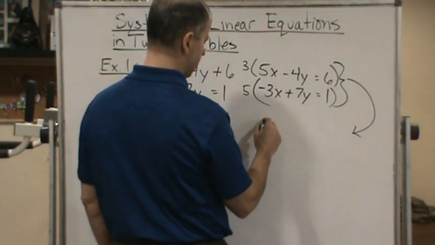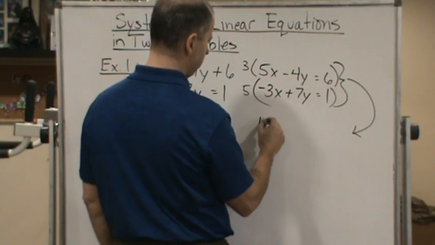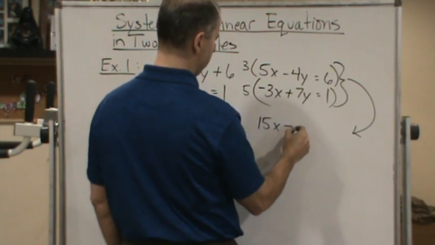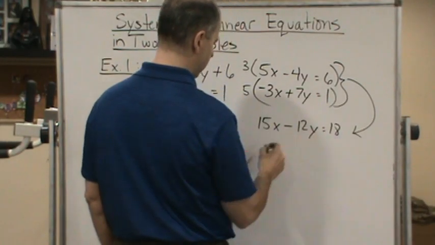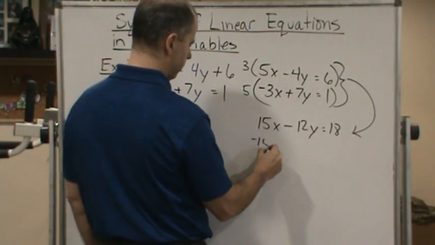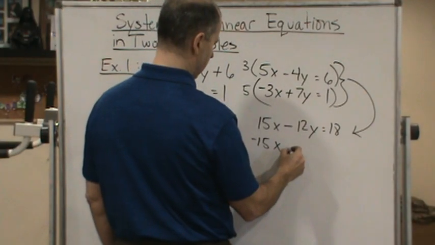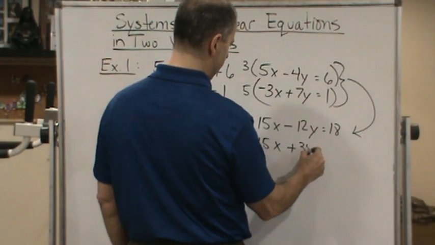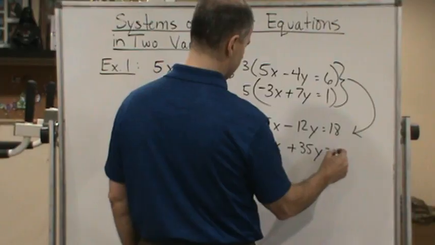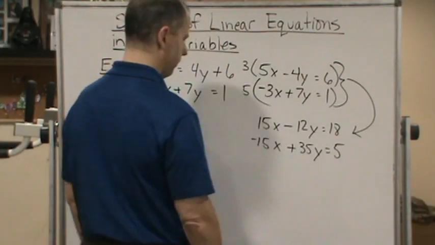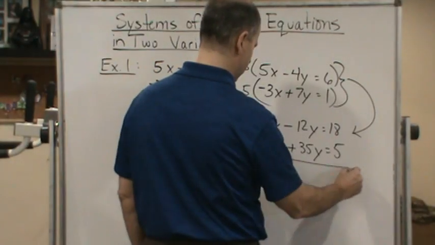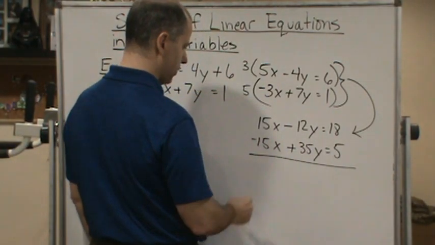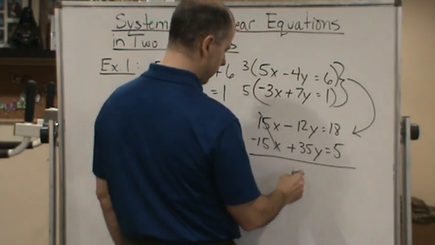So I'm going to get 15x minus 12y is equal to 18. And then I get negative 15x plus 35y is equal to 5. Okay? Now, this is where I add. So now I'm just going to add the equations. These are going to go away.